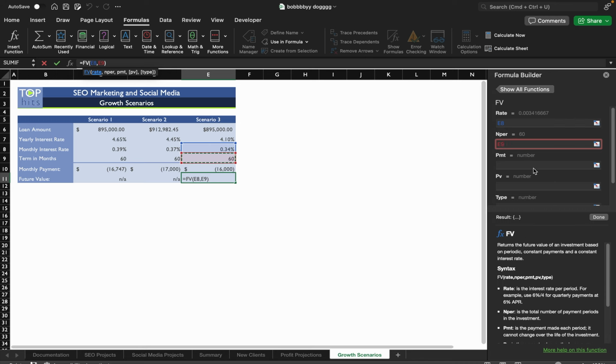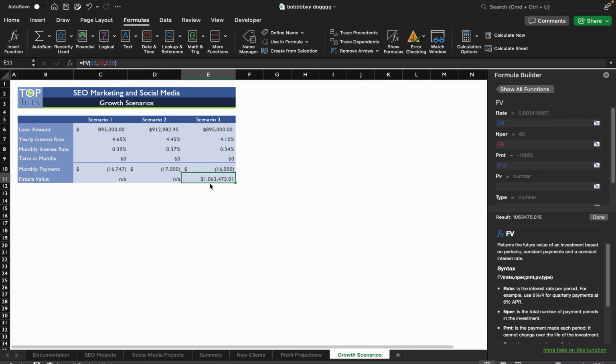And then we are going to go to the payment. For the payment, it's going to be this amount, and then we're going to get our total amount here. So it's going to be the future value. This would be the loan amount, and these are the monthly payments.